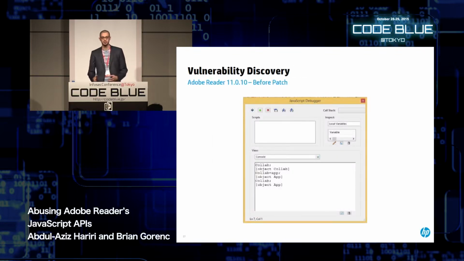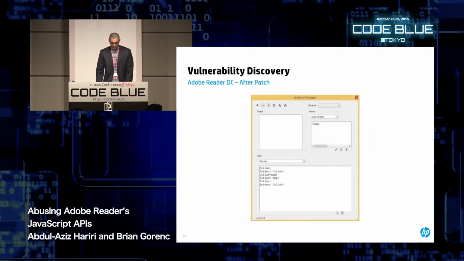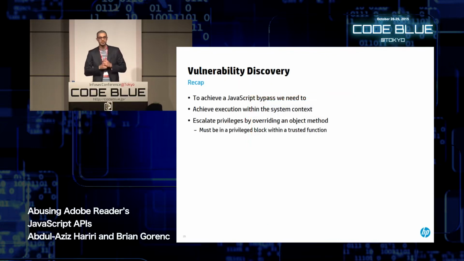Before Adobe patched this bug, it allowed us to override system objects like collab, app, spell, search. We were able to override all these system objects with whatever objects we want, and overload whatever methods they contain with any methods we want. So this is before the patch. After the patch, they released a version called Adobe Reader DC, and they stopped allowing the overriding of system objects. They secured these objects from being overridden and from having their methods overloaded. So a quick recap: in order to have a successful bypass, we need an eval that's executed inside the root context, and then we need to overload a function that's called from inside a privilege block, which lies inside a trusted function.